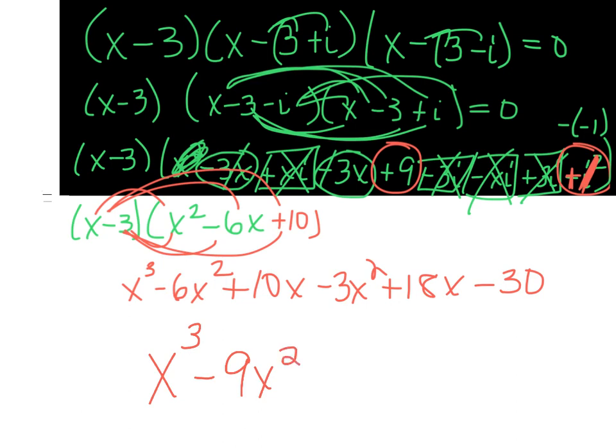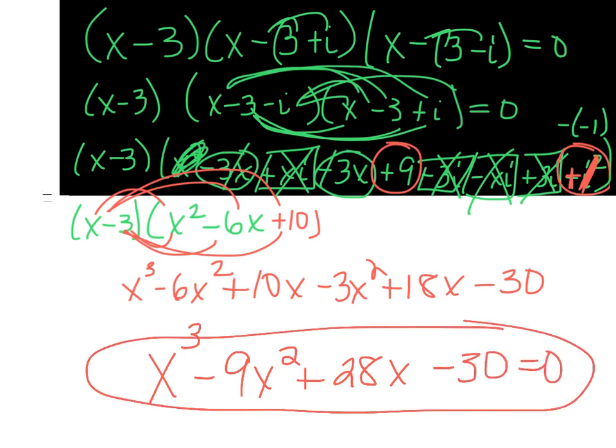Negative 9x squared plus 28x minus 30 equals 0. What you guys just did was you took your zeros, your answers, and worked backwards to get the long polynomial. Generally, what we've done before is I would give you this polynomial and say find all the zeros. You guys just went backwards. This is just a matter of algebra.